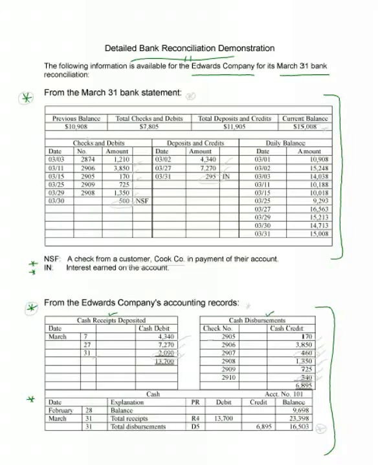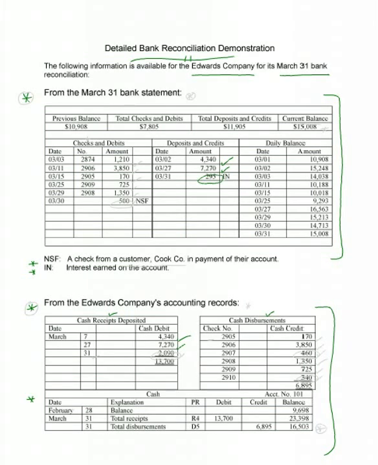Notice on our bank statement we have a deposit in the amount of $43.40, and that agrees with our books. On our bank statement we have a deposit of $72.70, and that agrees with our books. We have a deposit of $295 on the bank statement. That is not on the books, so I will circle this as a reconciling item.